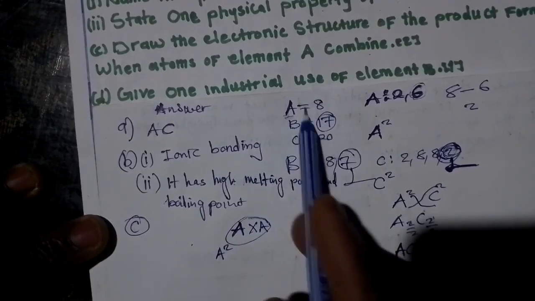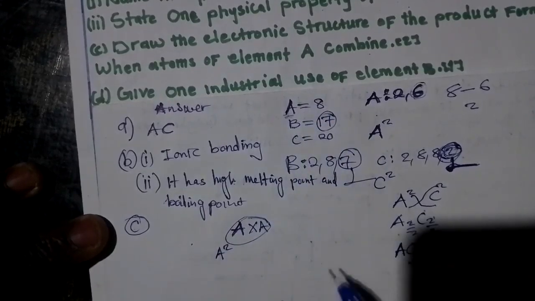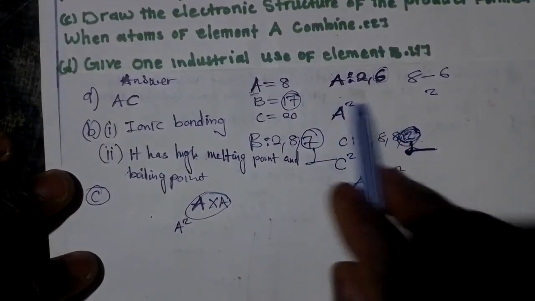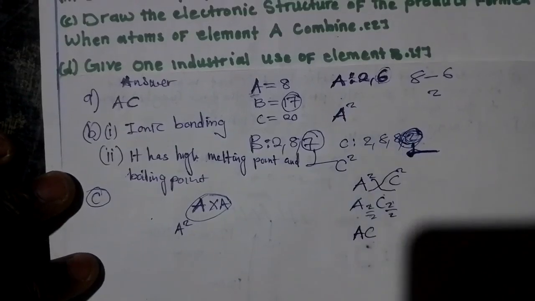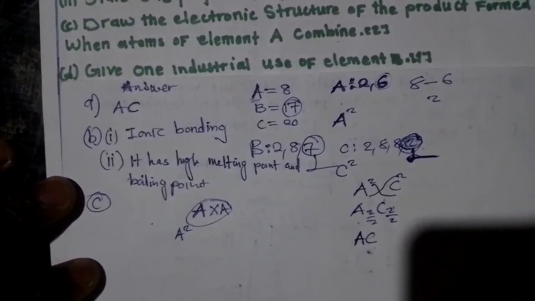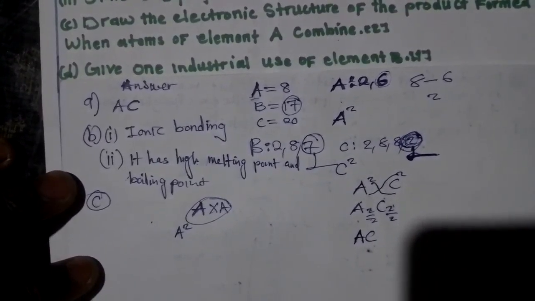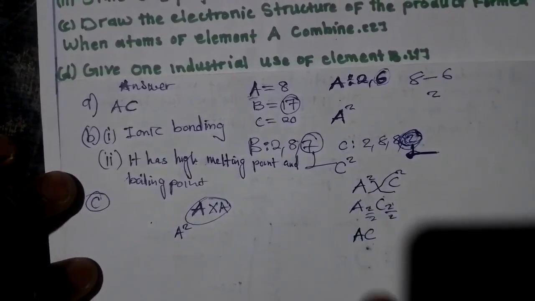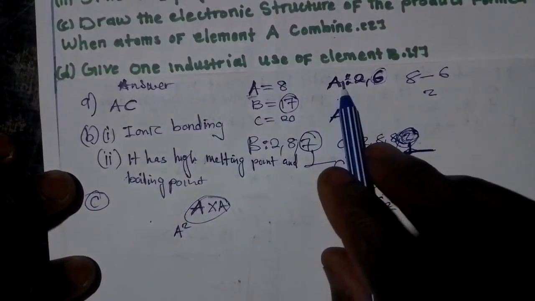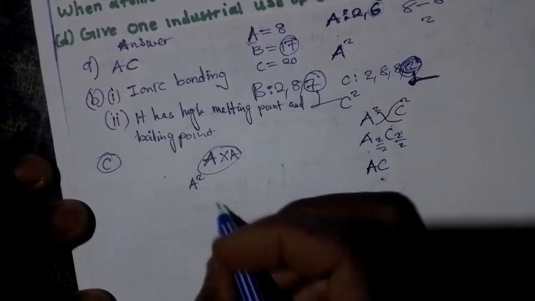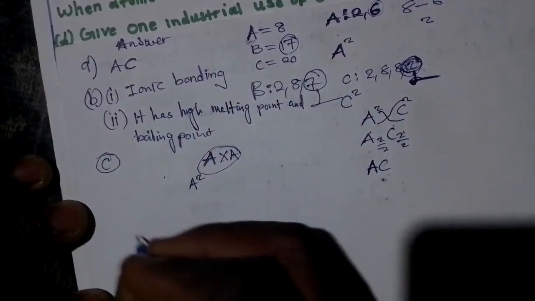Now, is A a metal or a non-metal? Remember, on this electronic configuration, I was saying this one is found in group 6, which tells us that this one is a non-metal. So now since this one is a non-metal, the bond which is going to exist between A and A will be covalent bonding.